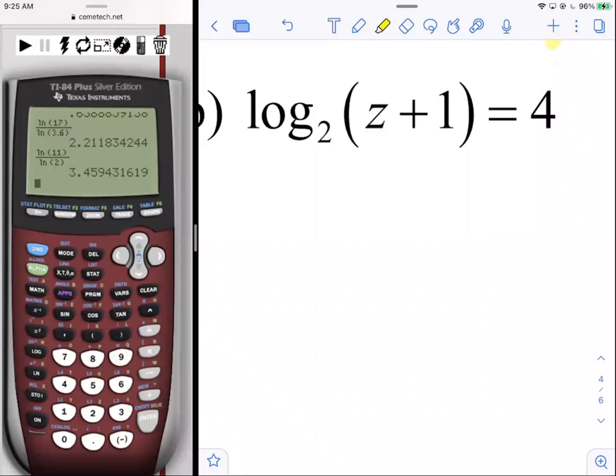All right, so we have another log equation. There's a variable in the argument, but it's not just a single variable. It's z plus 1. But we see the base is 2 and the log is 4. We'll convert it, right? So 2 to the 4th equals z plus 1.